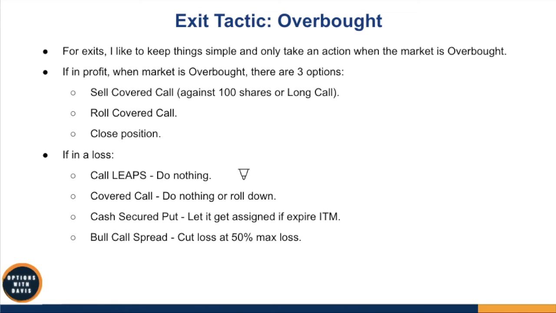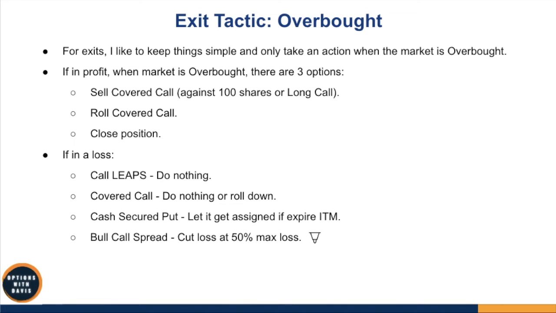If it goes closer to my expiration date, I can choose to roll it. And if I have a covered call, again, do nothing, or I can be aggressive and roll the covered call down. If I have a cash secured put, I just let it assign if it's in the money. I can just let it expire in the money and I get the long shares. The market goes back up again, becomes overbought, and I'll sell a covered call then.